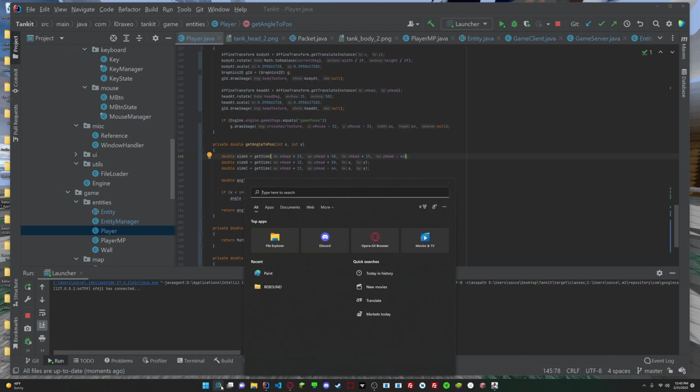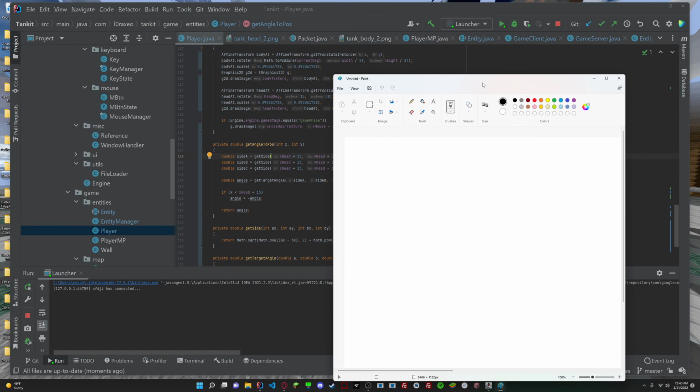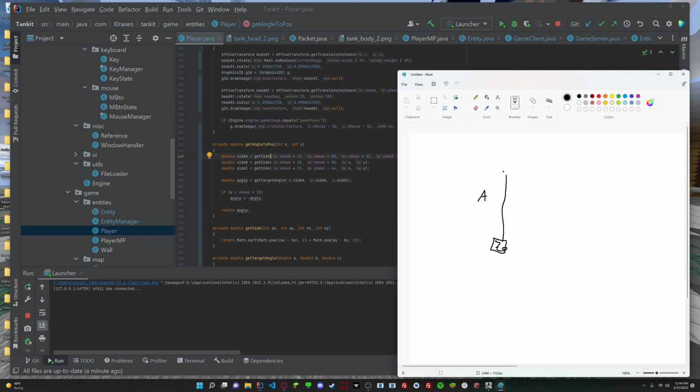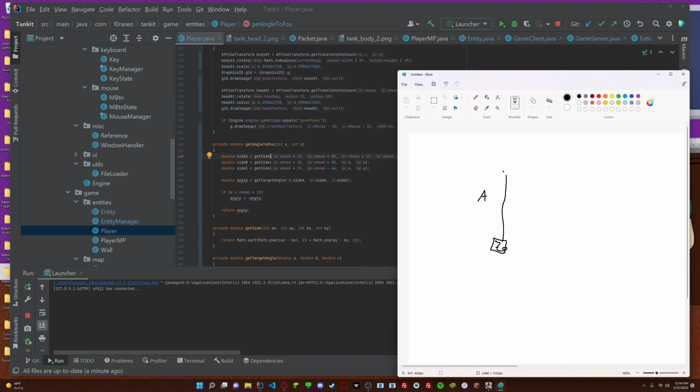Wait, let me take out paint.net. So this would be the player, right? That's the player. And this would be 1 point, and then the second point would be here. This is the base position. This right here is the base position. So that would create one side. This is side A. And then we're going to have side B, which is okay, so that's the position of the player.